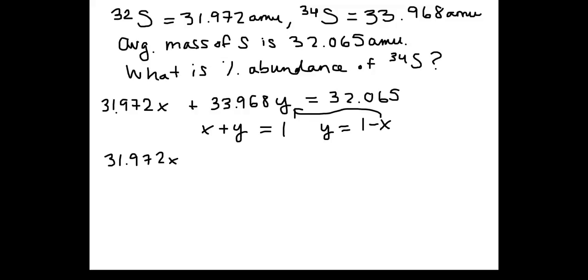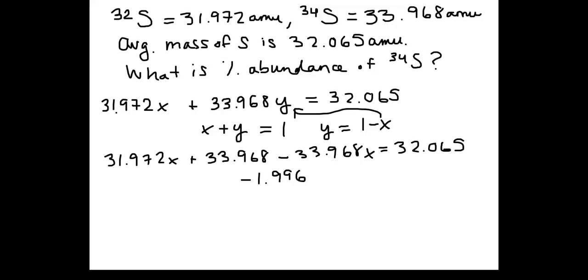31.972x plus 33.968 minus 33.968x equals 32.065. This will give you negative 1.996x equals negative 1.903. And x is going to equal 0.9534. But because I solved for x, this is the decimal for 32.